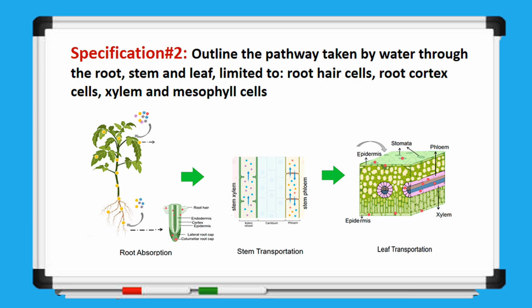It starts with root absorption. Water first enters through the root hairs, then passes through the endodermis, the cortex, and the epidermis, before reaching the lateral root cap and columellar root cap.